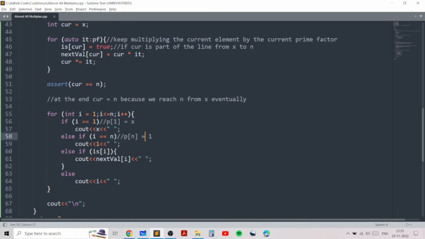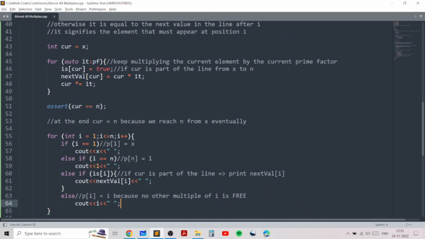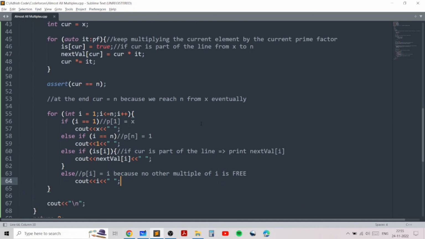So we print that. Otherwise, we know that if cur is part of the line, this means that we print next value of I. Otherwise, we know that p of I is equal to I because no other multiple of I is free. So because there's no other free multiple of I, we need to print I. That's the only possibility. However, the reason why we can go from x to n is because n is freed up and we can shift n to a smaller element.